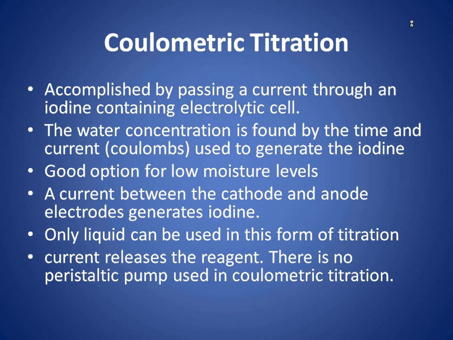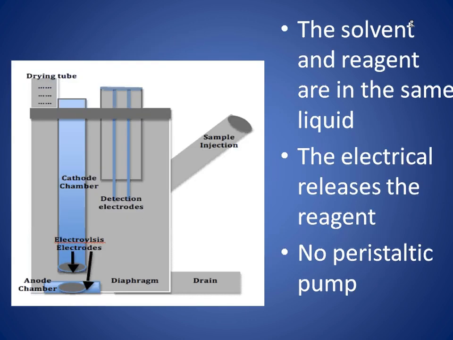The limit of detection is lower than volumetric at 1 part per million. The solvent and reagent are in the same liquid, and the electrical current passes through the reagent. There is no peristaltic pump used in colorimetric titration.